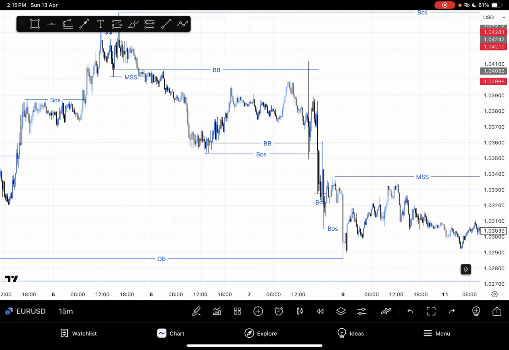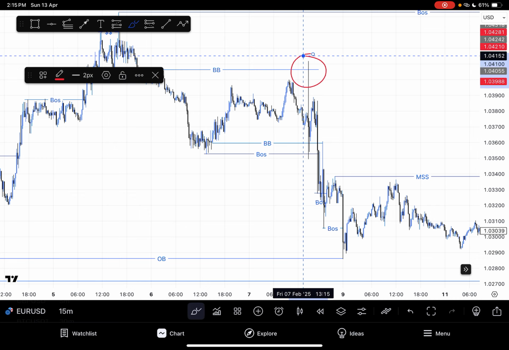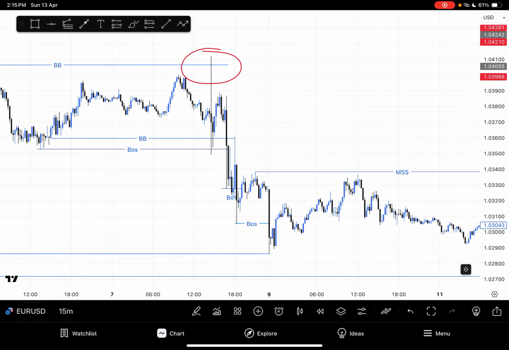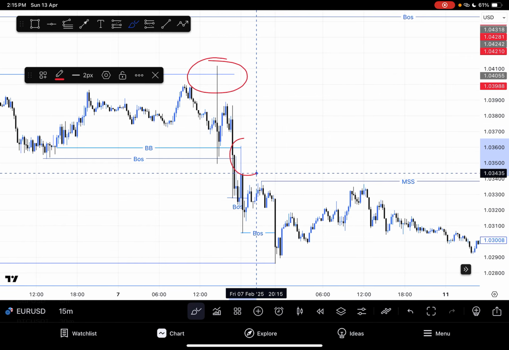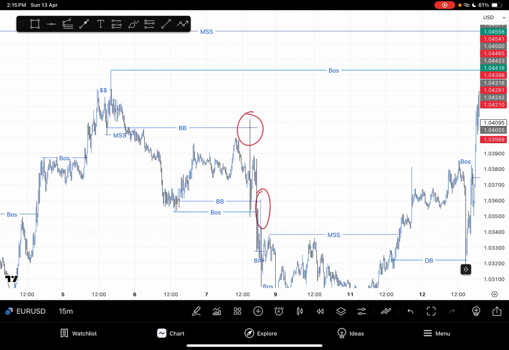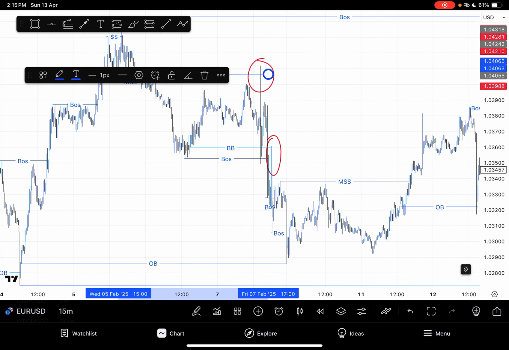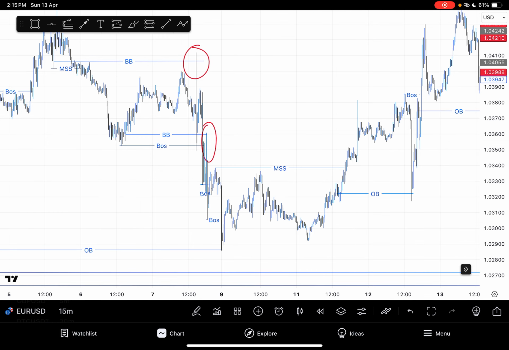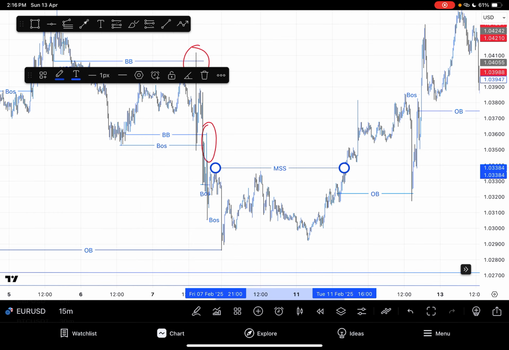First market structure shift. Now this is the first pullback after the market structure shift. After that first pullback, this is the second pullback after the market structure shift. So after the second pullback, what did you notice? Price broke above the second pullback, creating a market structure shift again. So you see, it's more advisable to take trades with just the first and the second pullback. After the second pullback, price created this market structure shift again.